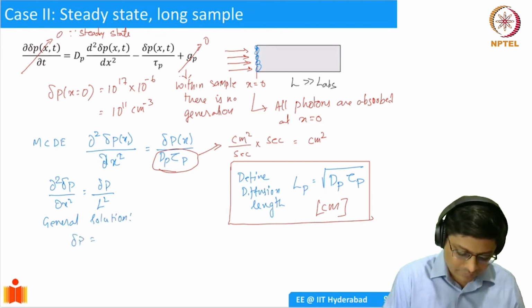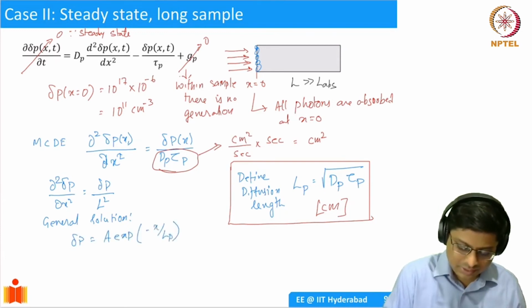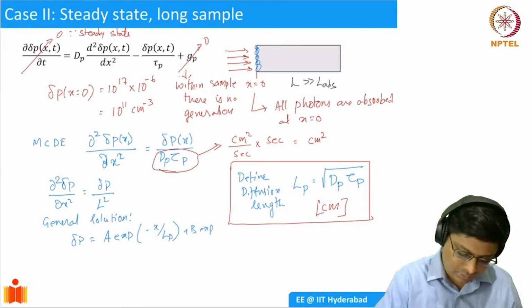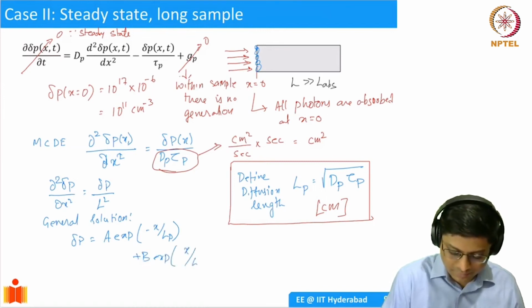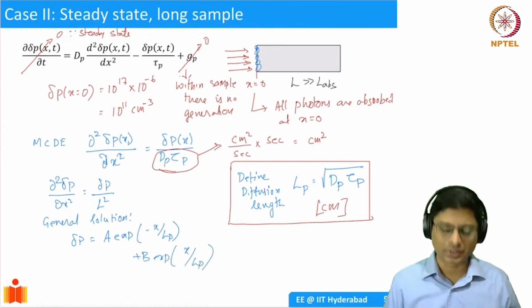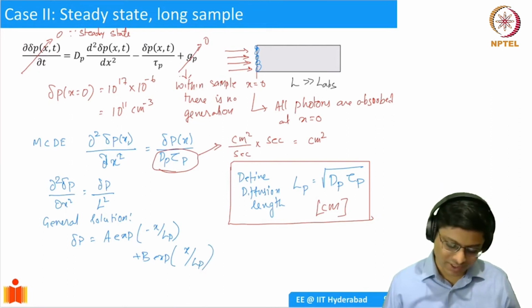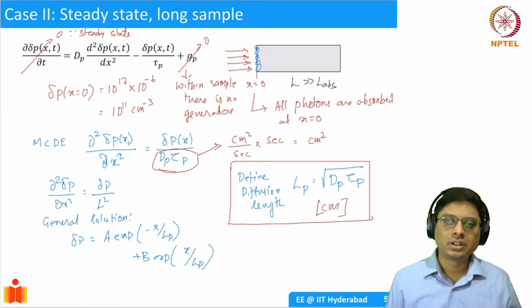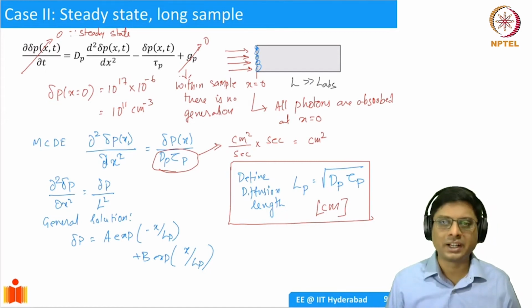Delta P is going to be A exponential minus x by LP plus B exponential plus x by LP. This is a general solution that is allowed for the equation. You can verify it: take the second derivative with respect to position, and you'll see it comes out to be this. So the question will be which of the coefficients is allowed, A or B.